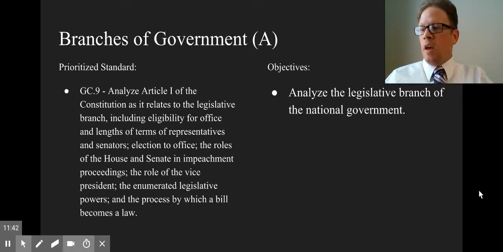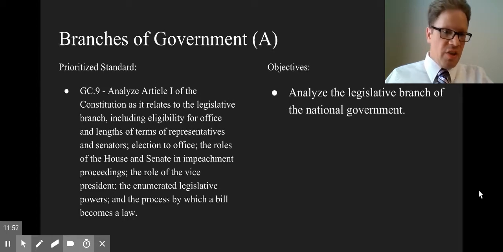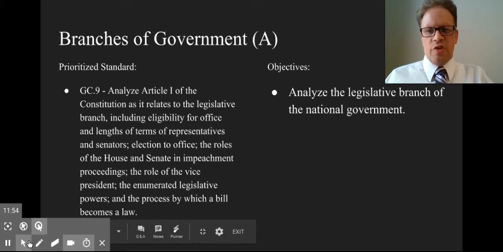All right, that concludes Branches of Government, Section A, Legislative Branch Lecture. Government Civics Standard 9 was our prioritized standard, and objectively now you can analyze the legislative branch of the national government.